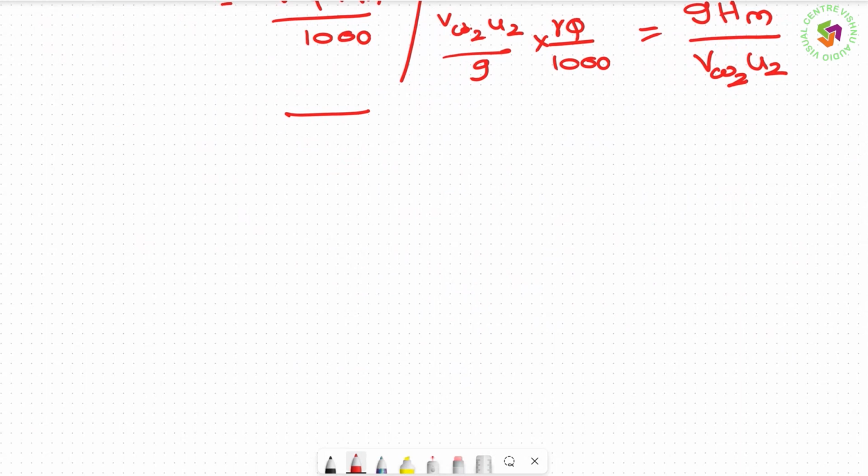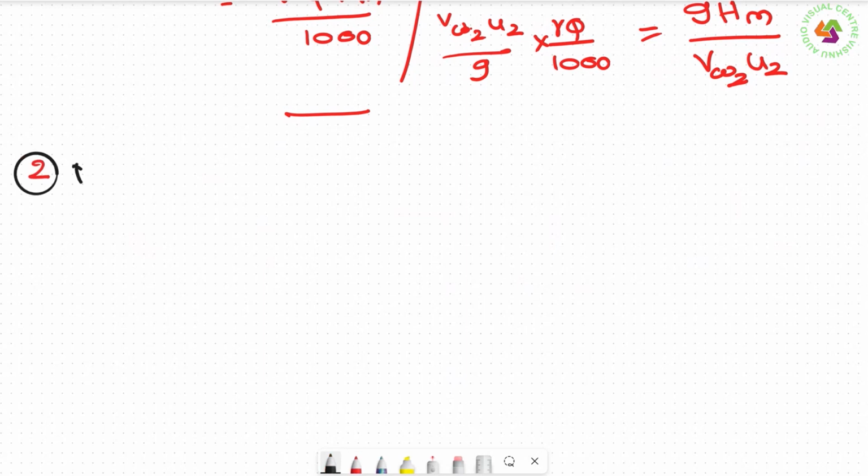How to calculate Vw2 U2? U2 you can calculate by pi d2 into N by 60. Whereas Vw2, if you want to calculate, you have to go to the velocity triangles and then find it out. So these are the things here. Then let us go into the next efficiency.